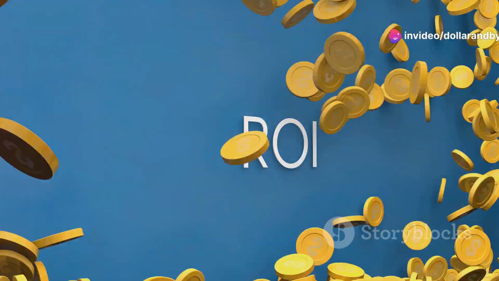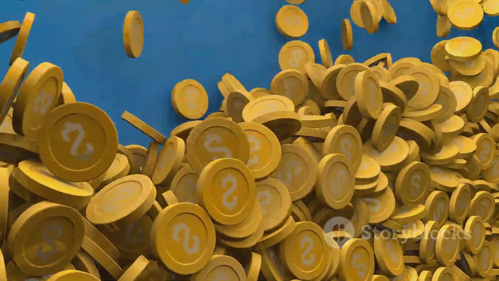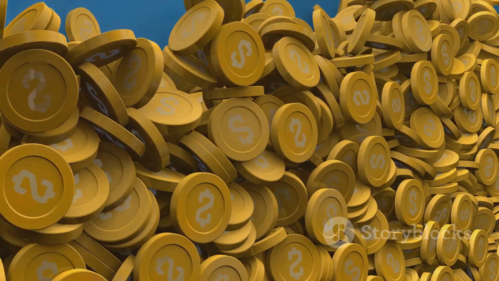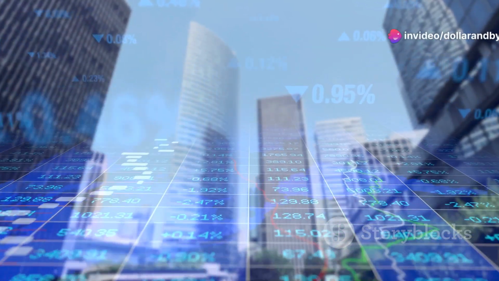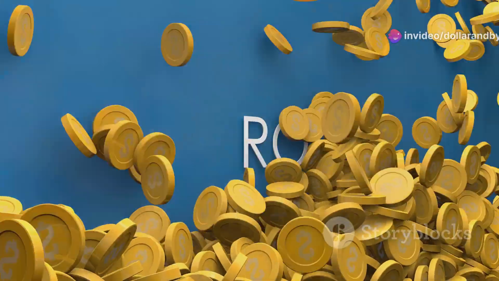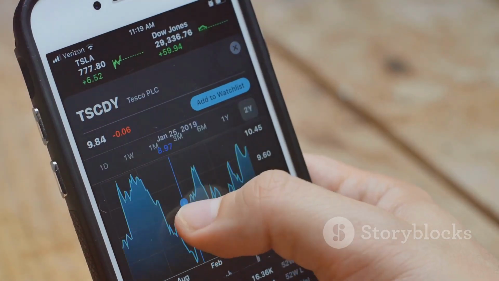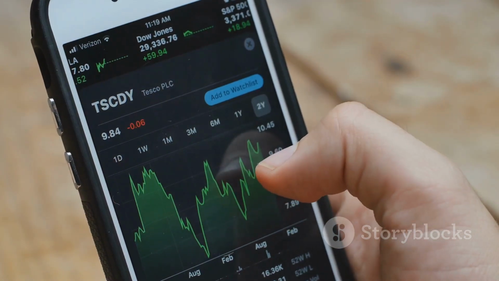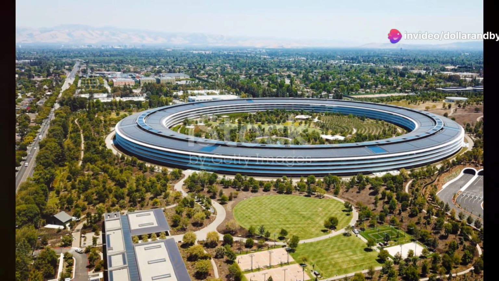For example, if an investment costs $1,000 and generates a profit of $100, the ROI would be 10%. This means that for every dollar invested, the investor gains 10 cents. ROI is a versatile and straightforward ratio that can be used for a variety of investments, not just stocks. It is particularly useful for comparing the effectiveness of different investment opportunities, even across different sectors or industries.